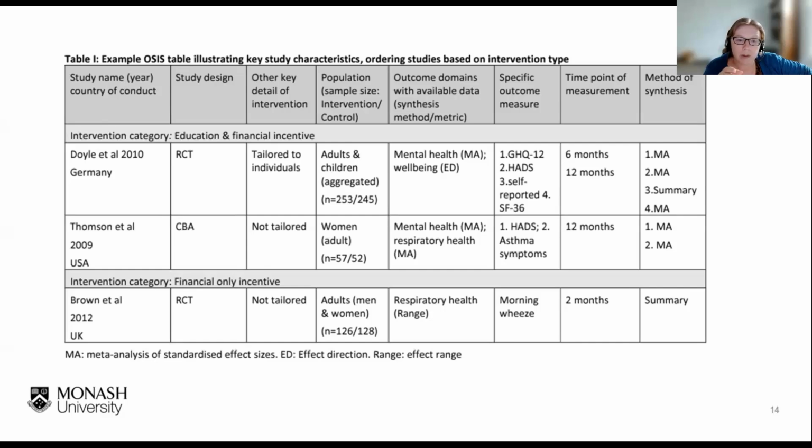We've got a snapshot of the population, so adults and children, women only, and that can be helpful for thinking about applicability or implementation of the results. We've got some information about which outcomes are measured. So we've got the general domain of outcomes, so mental health, respiratory health. Then we've got the specific outcome measures used, the names of the scales or the definition of the outcome. We've got when they were measured, so short term, longer term, and then whether they were included in a meta-analysis or in another summary of results. So there's quite a lot of information there about each included study.